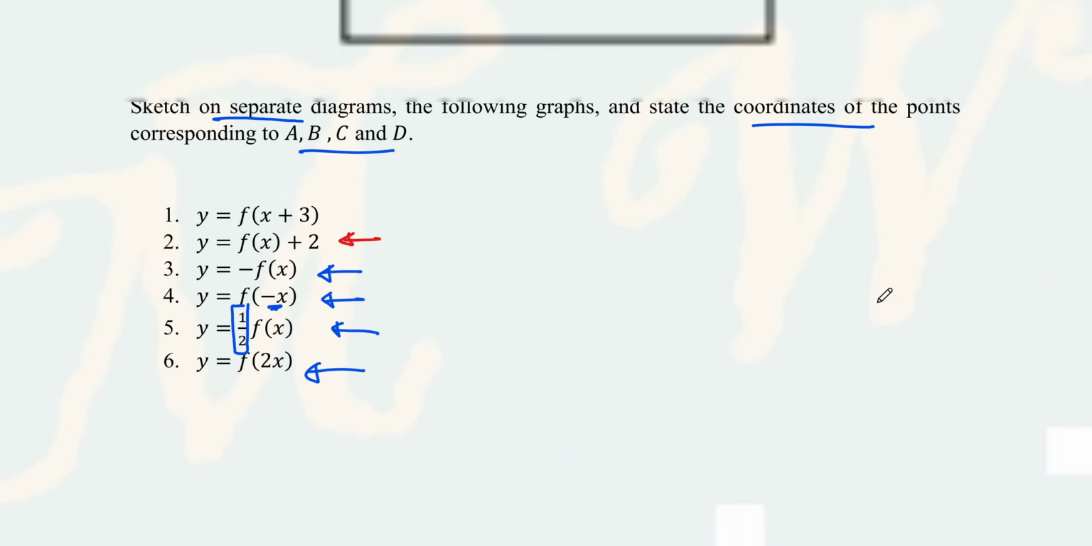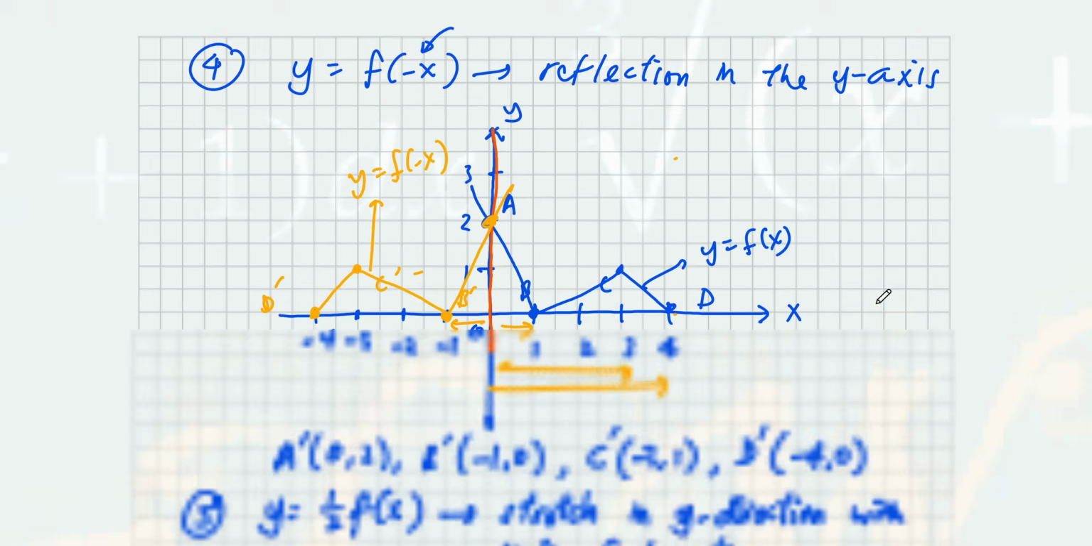Right, so that's all for the graphs and the corresponding points.